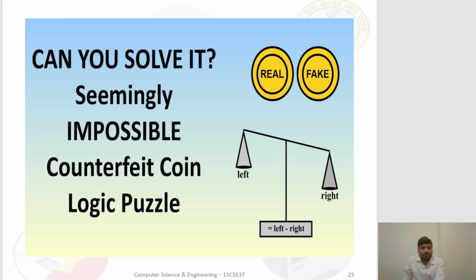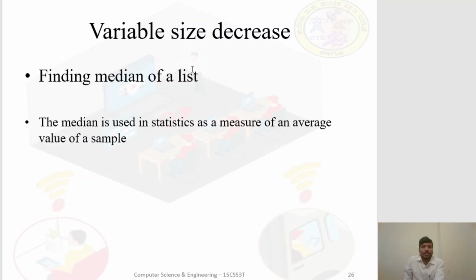Now coming to the third variation example, variable size decrease. So here one example we will discuss, finding the median of a list. So what is median? A median is used in statistics as a measure of an average value of a sample.